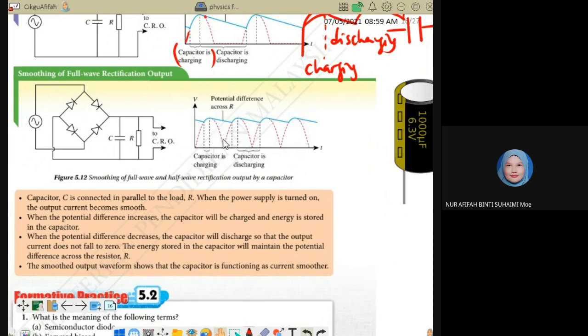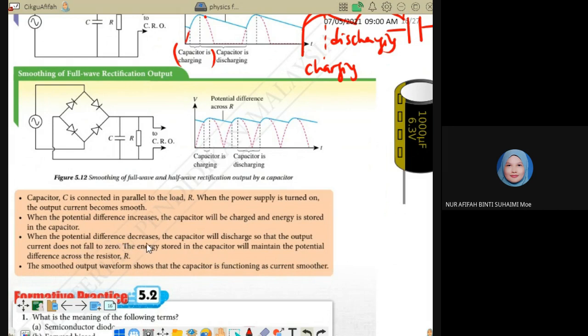Right. Can you see here? When the voltage increases, the capacitor charges or stores the voltage. And then when the voltage decreases to zero, the capacitor still holds the voltage it stored. It discharges, charges, discharges, charges, discharges. Okay, that is the working principle of the capacitor.